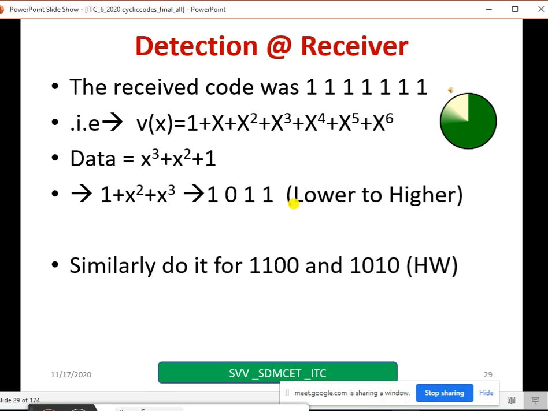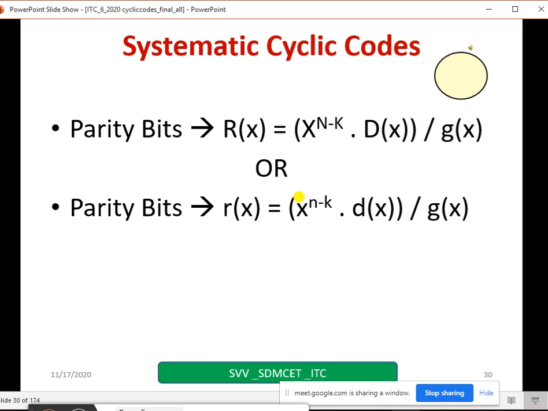And usually this coding and decoding we will not use. Just for the discussion, it is there in the book. Let me go to the next. Systematic cyclic codes are important. One important point you remember, if they do not mention whether it is systematic or non-systematic in the problem statement, by default it is a systematic.